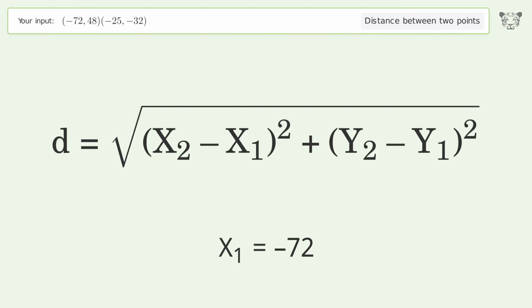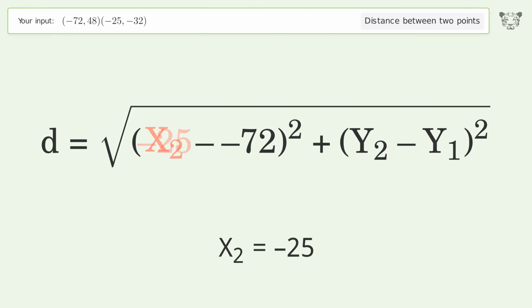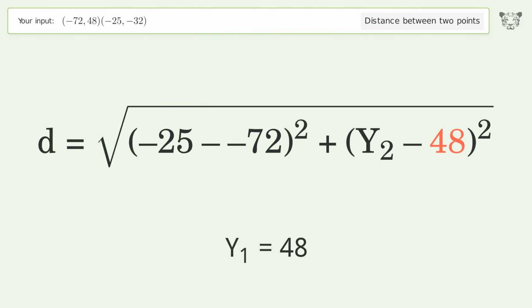x1 equals -72. x2 equals -25. y1 equals 48. y2 equals -32.